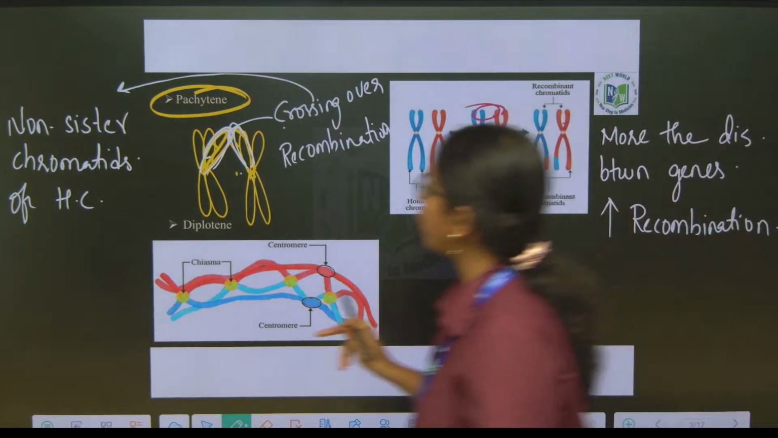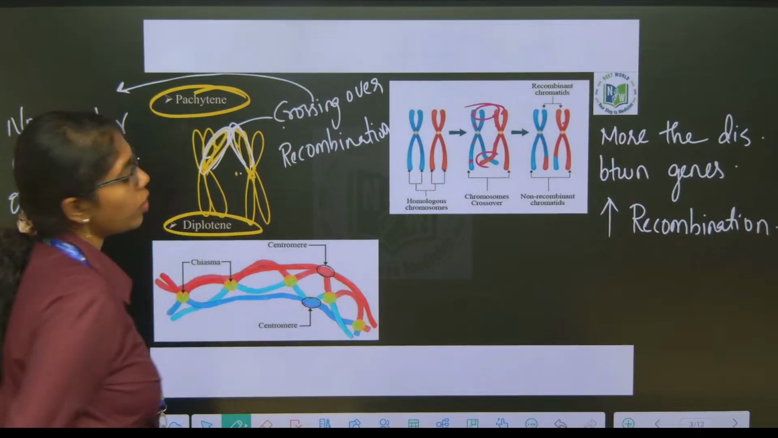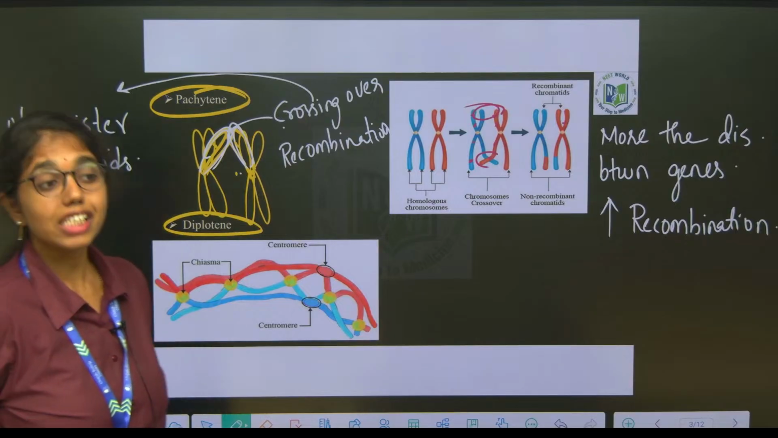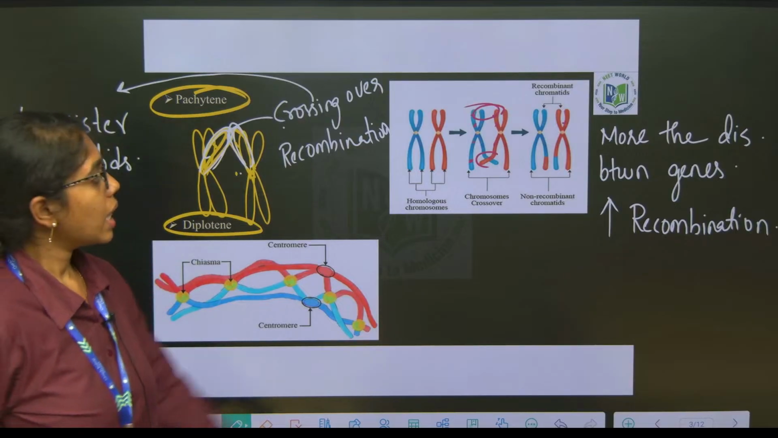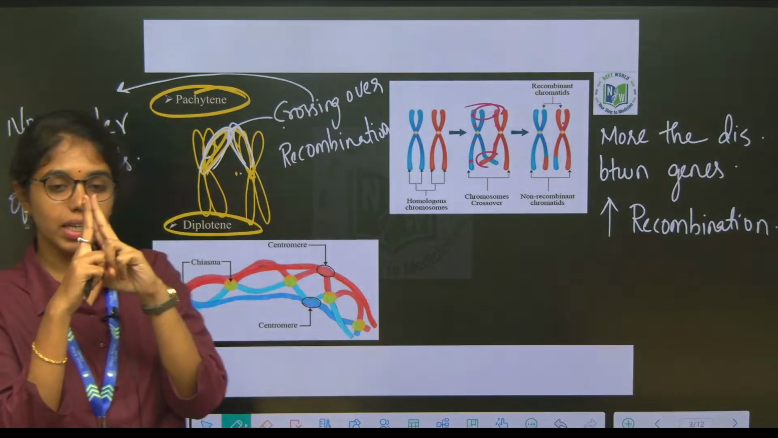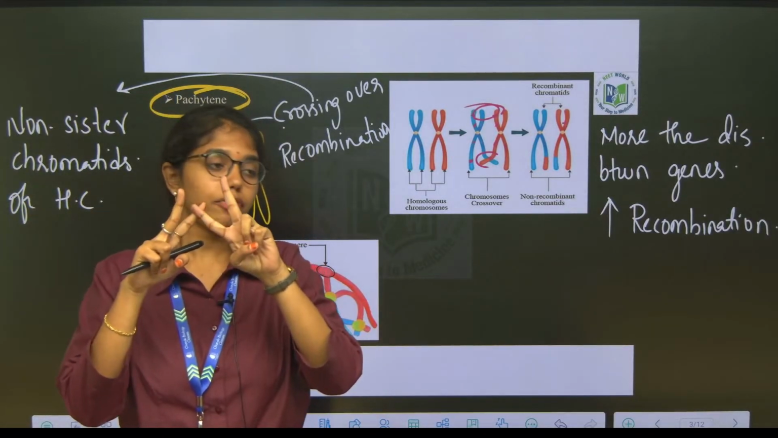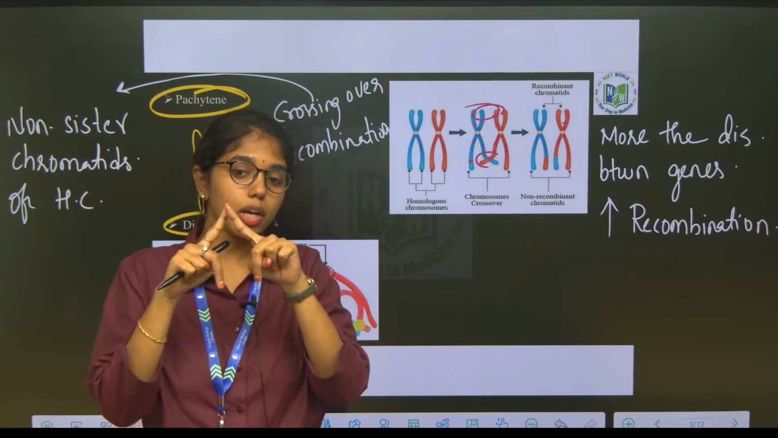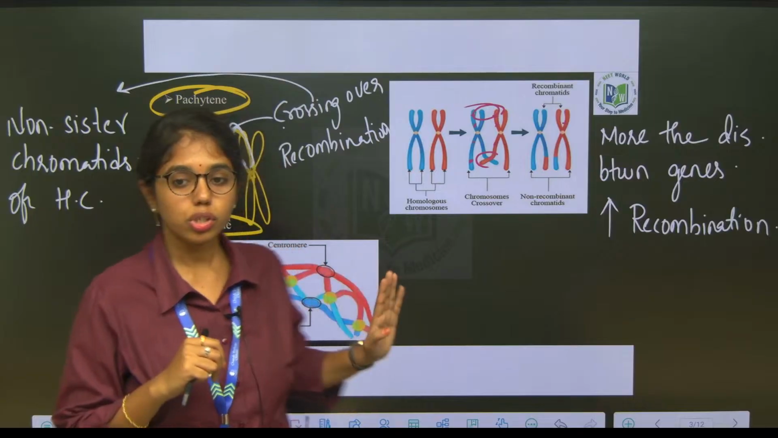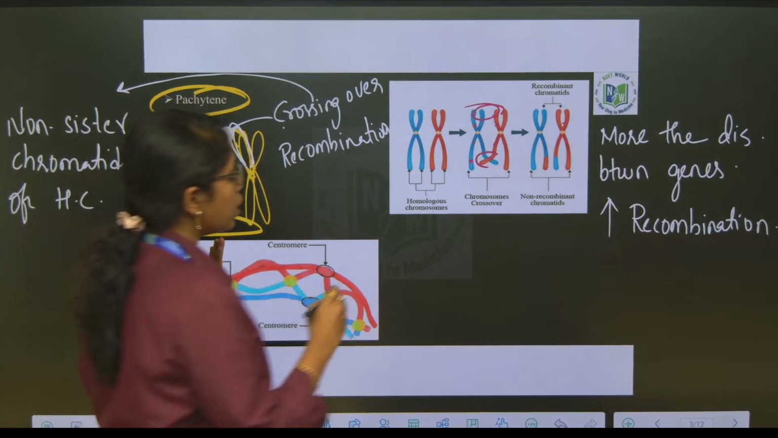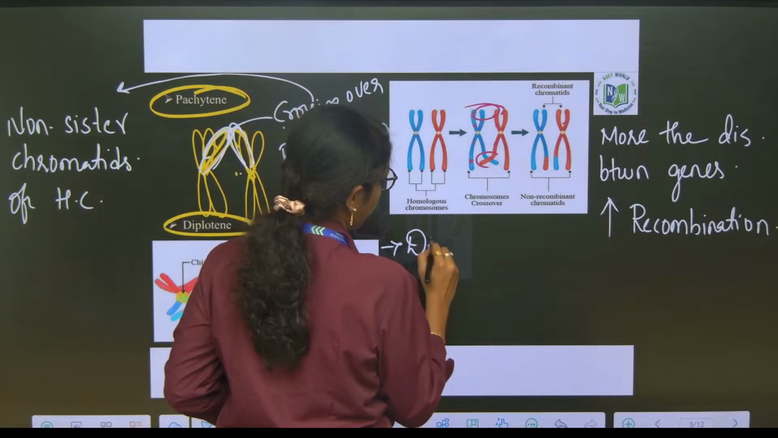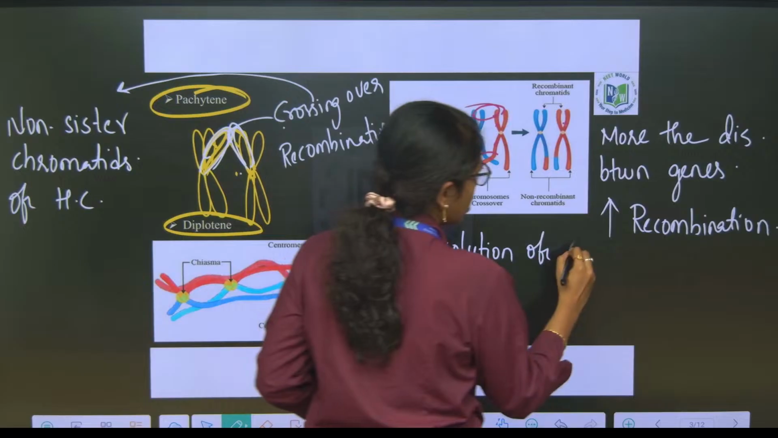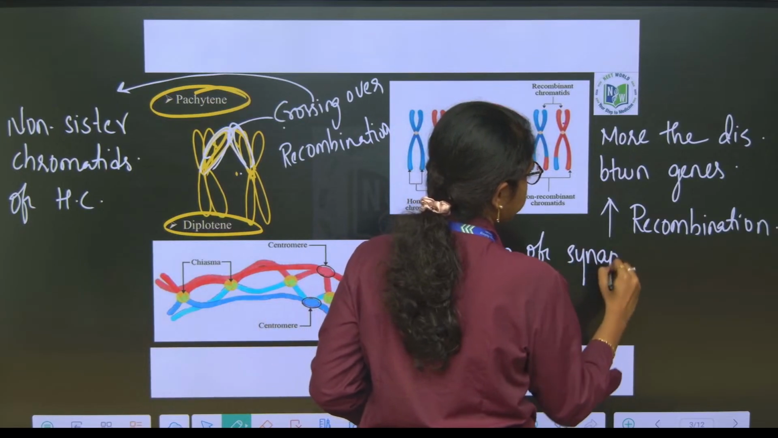Next is what? Diplotene. In diplotene, you observe that the very first phase is dissolution of synaptonemal complex. The synaptonemal complex which is formed, both are adjoined like this. Now after chromosomal pairing between non-sister chromatids, this synaptonemal complex will be dissolved, yes or no? So the very first stage of diplotene is what? Dissolution of synaptonemal complex.